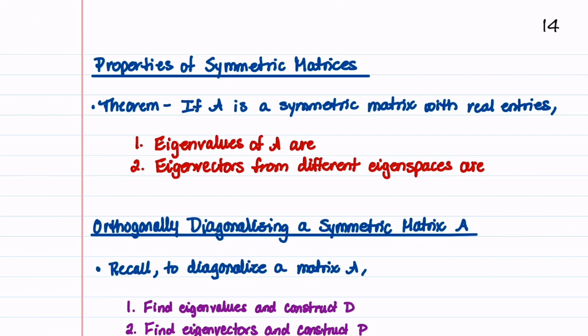Let's go over two properties of symmetric matrices. If A is a symmetric matrix with real entries, then the eigenvalues of A are real numbers, and the eigenvectors from different eigenspaces are orthogonal.